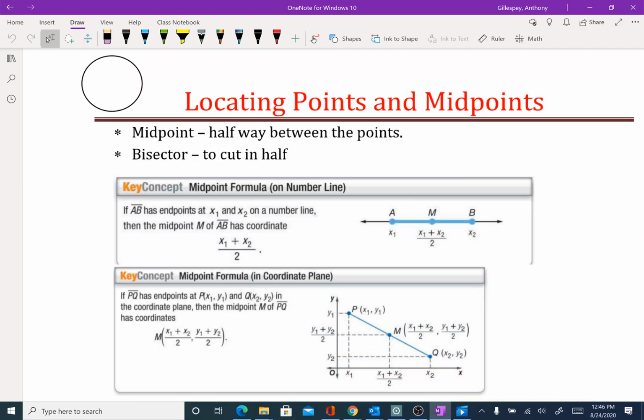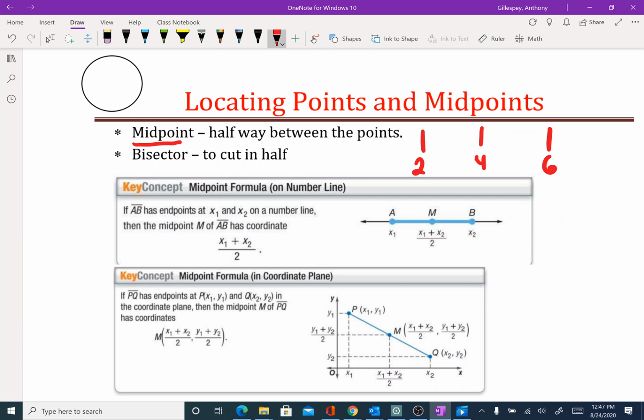Today we're going to talk about locating points and midpoints of line segments. Pretty easy assignment. The first thing we have to do is figure out a couple words. Midpoint is the halfway point between 2 points. If you had a point at 2 and a point at 6, and I asked you where the midpoint is, it would be halfway at 4. That would be the midpoint of the line between 2 and 6.